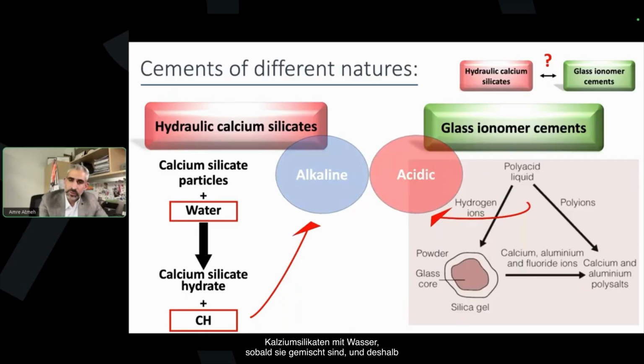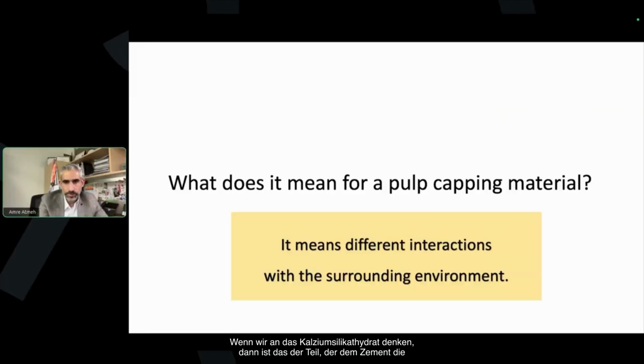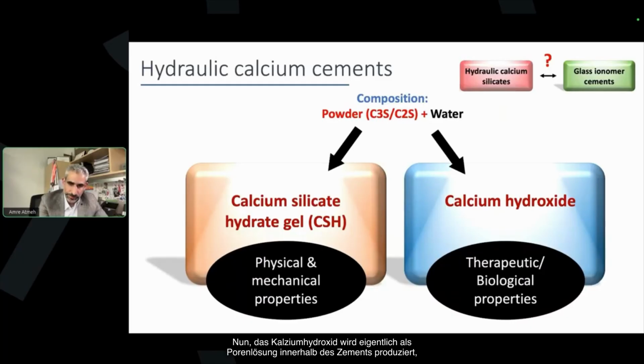Now, what does it mean for a pulp capping material? Does it really matter if I'm using an acidic material or an alkaline material when I place it on dentine as an indirect pulp treatment? Well, it means different interactions. Because of their different natures, they will have different interactions with the surrounding environment. And I will explain it here.